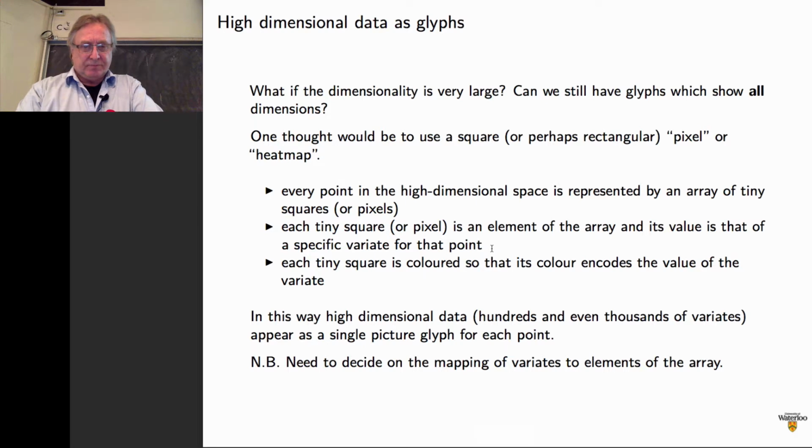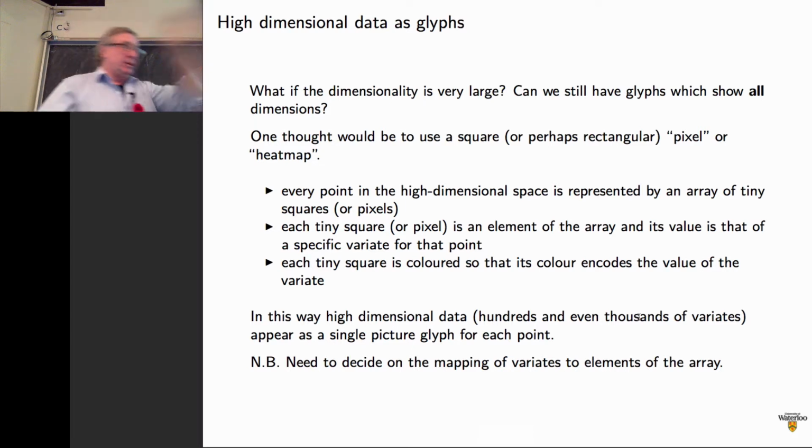And I use what's sometimes called a heat map, and the idea here is that the position in the vector gets mapped into a position in the array, and the numerical value of the variate in that coordinate gets presented in the array as a color. So I'll map it into a color. Okay? So every tiny square is going to be encoding the value through a color. And what I need now is a way of mapping the coordinates to the array.